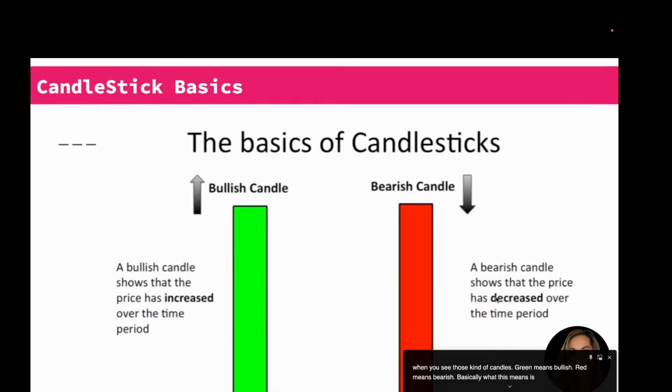Basically what this means is that the bullish candle shows that the price has increased over the period of time that it has been forming. In this example of this candle, over the course of 5 minutes, the price has increased if it closes green. The opposite would be bearish, so the candle would show red, and that would mean that the price has decreased over that period of time.